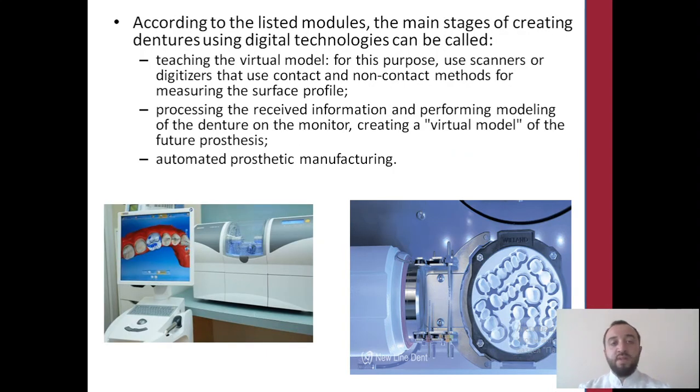According to the listed modules, the main stages of creating dentures using digital technologies can be called: obtaining the virtual model. For this purpose, use scanners or digitizers that use contact and non-contact methods for measuring the surface profile; processing the received information and performing modeling of the denture on the monitor, creating a virtual model of the future prosthetics; and automated prosthetic manufacturing.